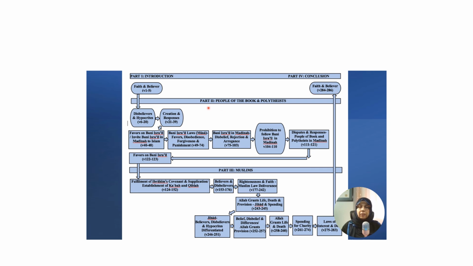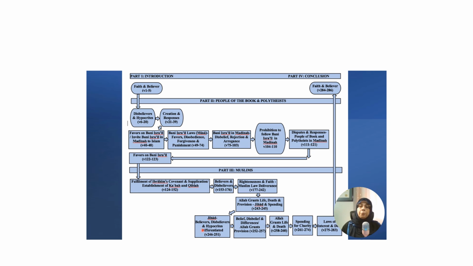Part 2, as I've labeled here, is a section on the people of the book, the Bani Israel, the Jews, and the polytheists of Makkah, who are the mushrikun, also the idol worshippers. So in this part, the initial discussion is about disbelievers and hypocrites. And interestingly, this makes a ring pattern with part 3 on Muslims, when we see in this section how these disbelievers and hypocrites become differentiated.